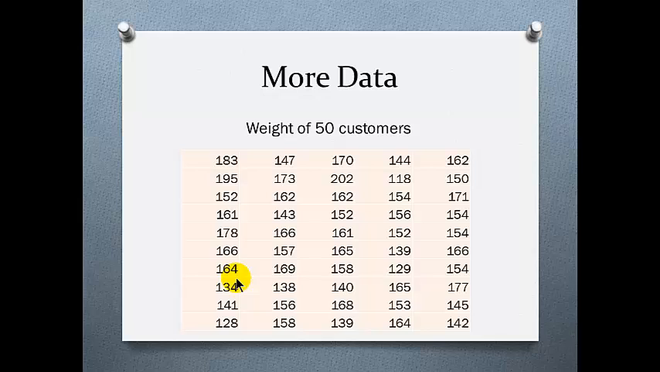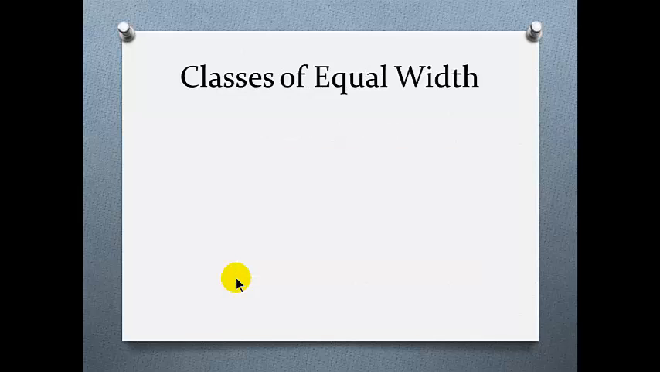So here's some more data. We got the weight of 50 of our customers here. It's all over the map. And we want to make a frequency distribution. Now there's probably too many unique individual numbers. We're not just going to list, well, there's some people that are 128, some people that are 129. That's just not useful. So we're going to break them into classes of equal width. In other words, we're going to have a range, maybe 150 to 160, and we'll group all of those people together. That's how we're going to build this frequency distribution.